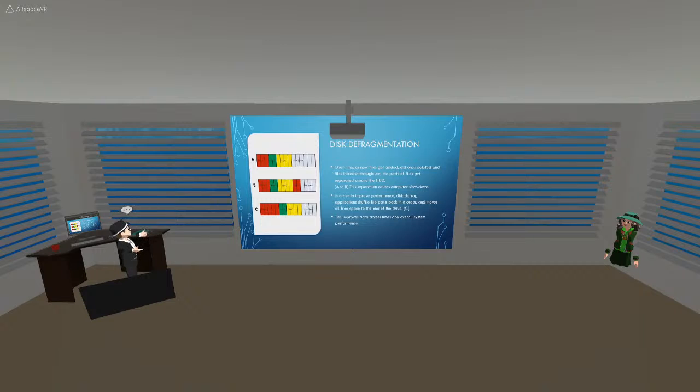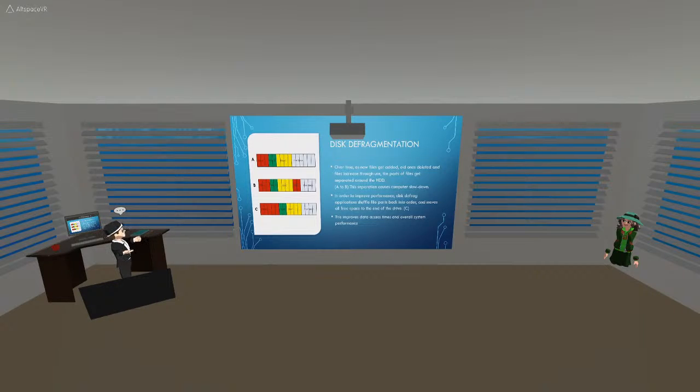Now, you've added something to file A. That could be a Word document. You've added a bit of data to it, but it's saved it at the end, in the available free space. Now, in order to improve performance, this defragmentation application shuffles file parts back into order and moves all free space to the end of the drive, which is represented here. This improves data access times and overall system performance.